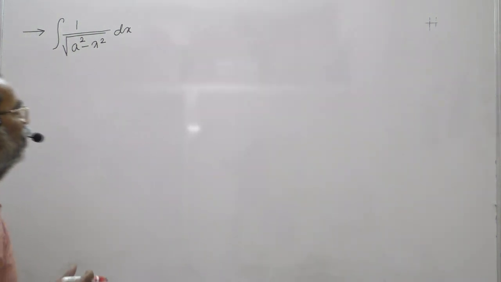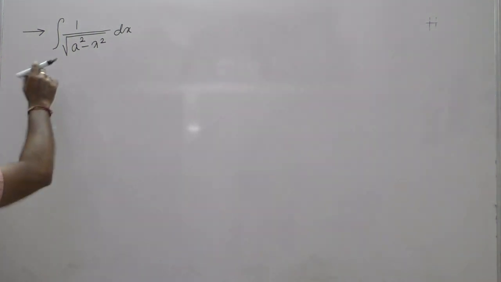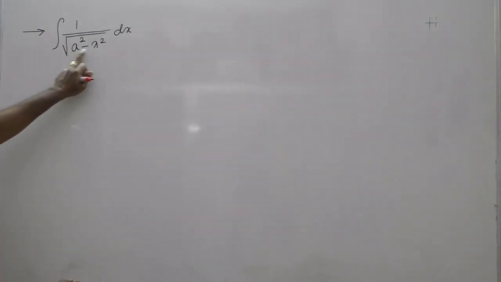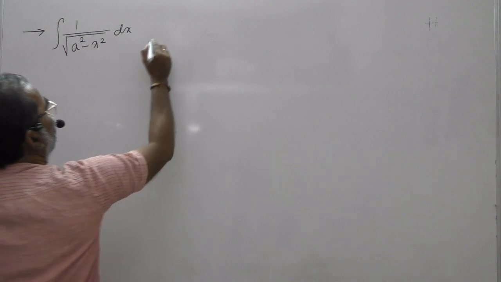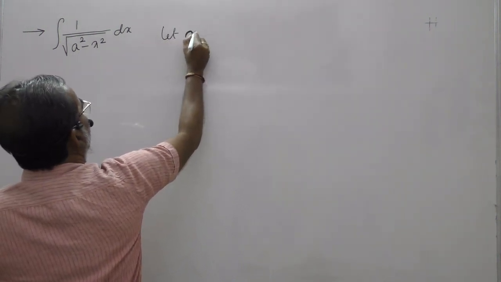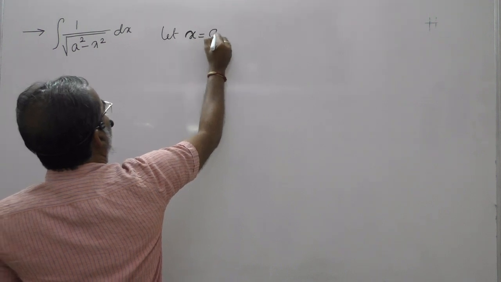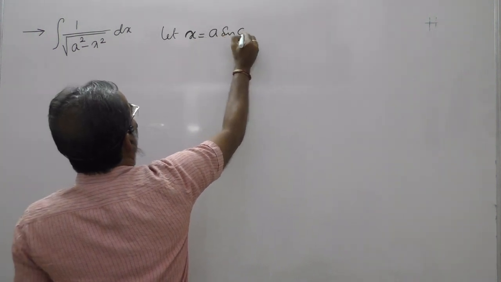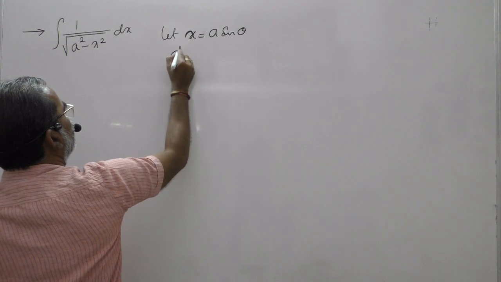Be careful. Right, I will find the integral of this, a square minus x square. For such, my substitution will be x is equal to a sin theta or cos theta. What is dx now?